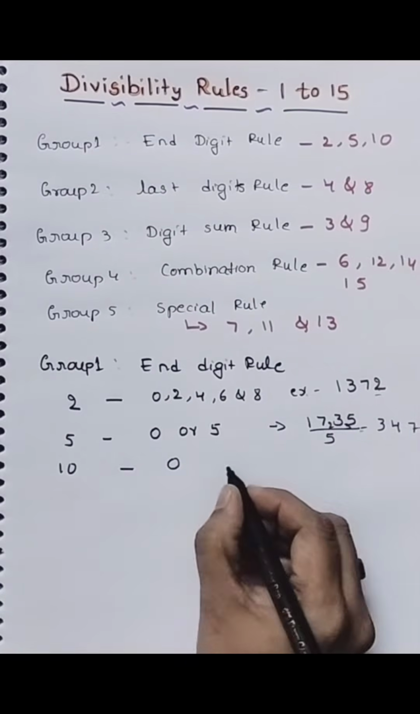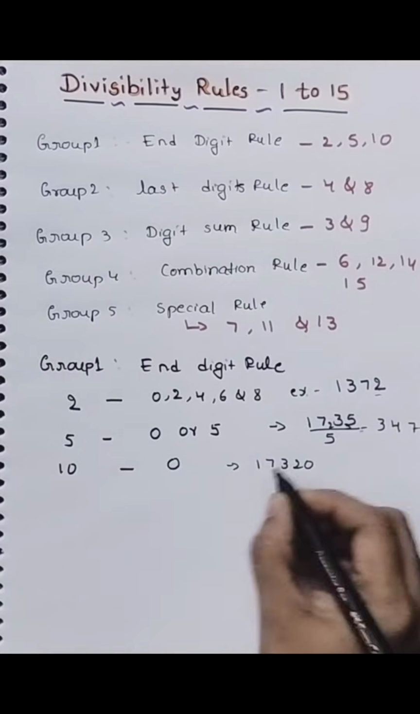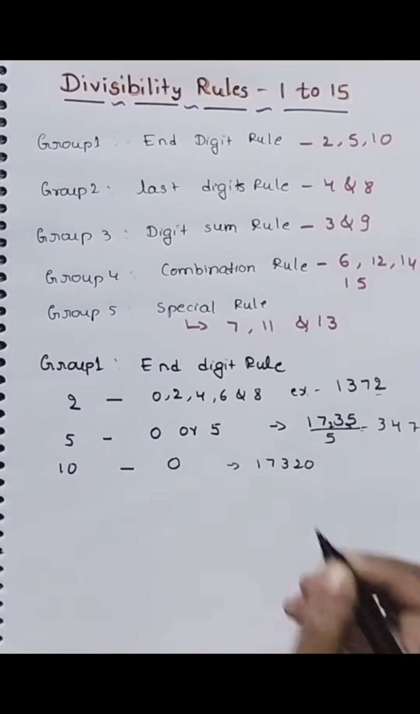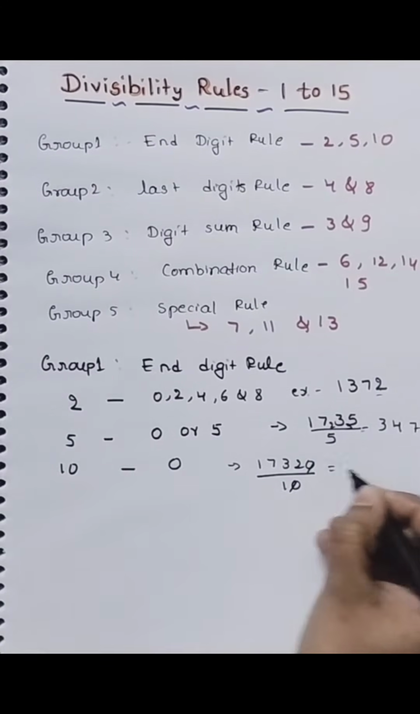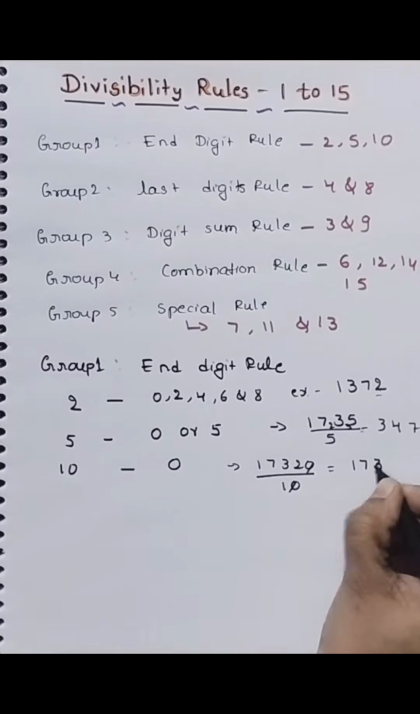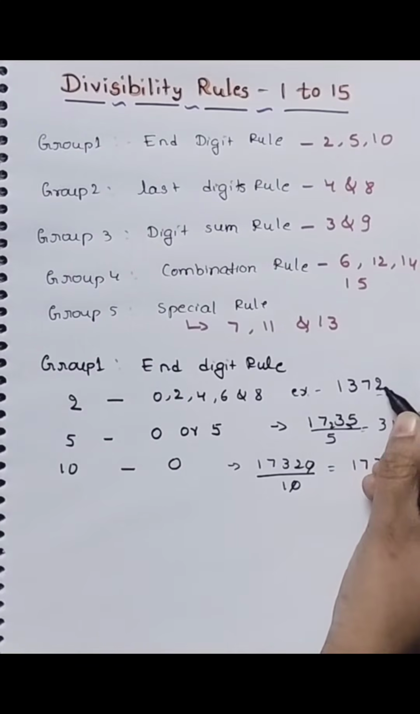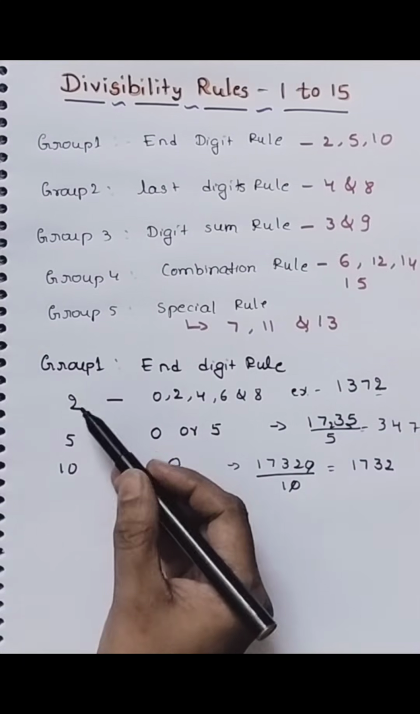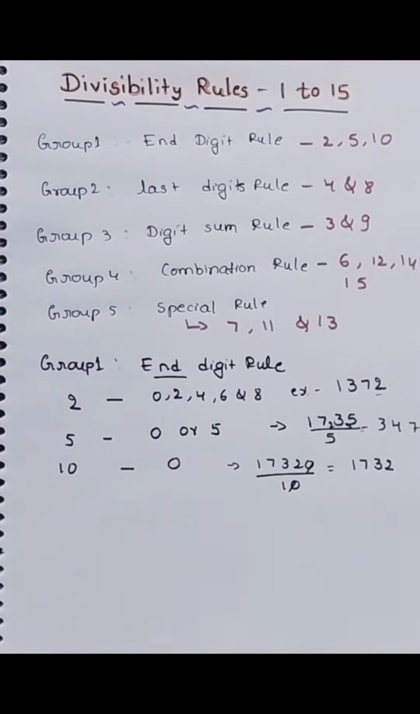Similarly for 10, for example, if you take 17320, it's a big number, but the end digit is 0. So it goes with 10. If you divide by 10, you can cancel the 0 and you will get the answer 1732, right? So just by seeing the end digits, we can judge whether the entire number divides by 2, 5 or 10, which come under the end digit rule.